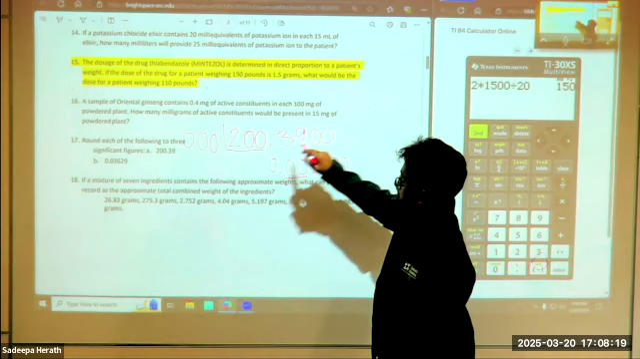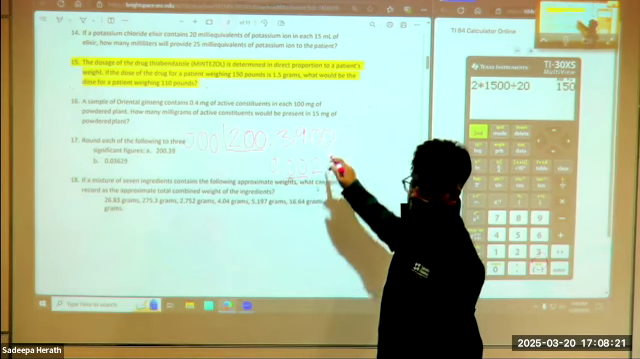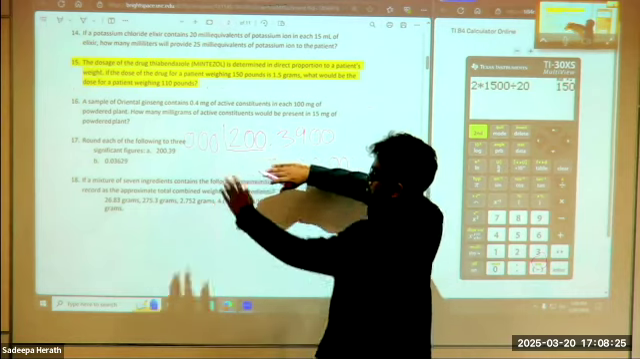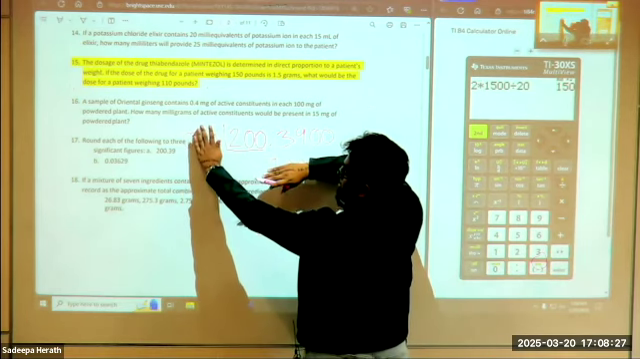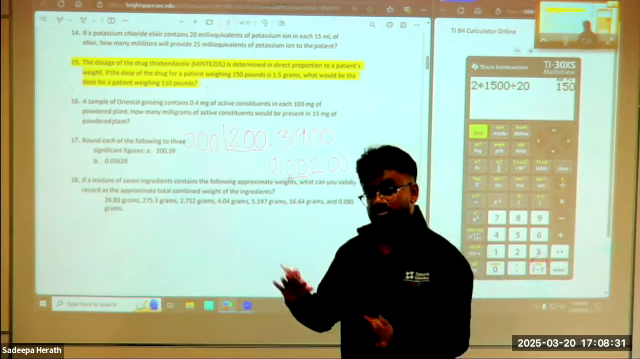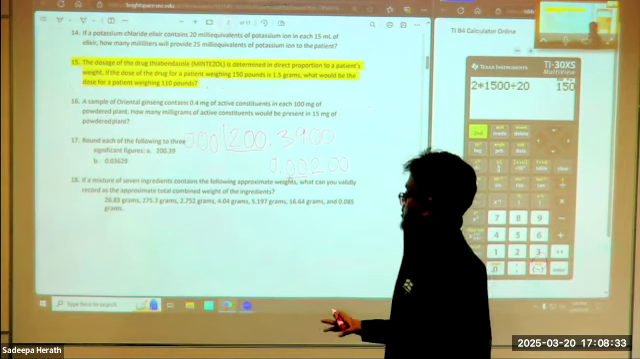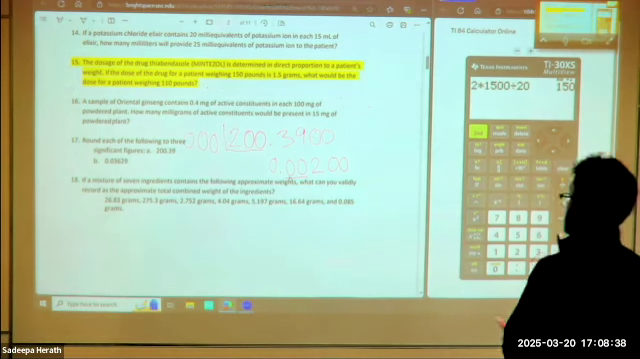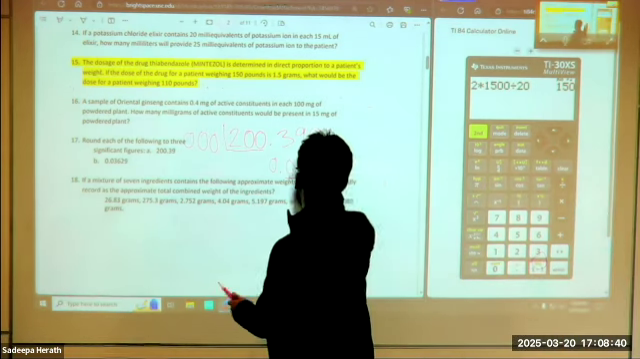1, 2, 1, 2, 3, 4, 5, 6, 7. That would be the number of sig figs for that number right there. Why? Because there's a whole number and then there's trailing zeros after that. Okay, so let's go ahead and solve this problem right here.